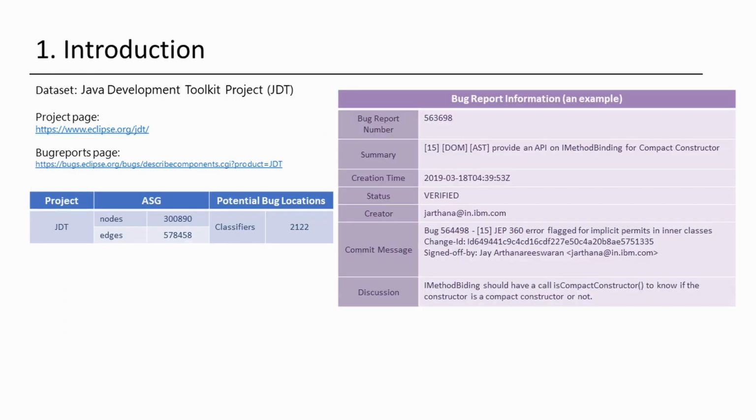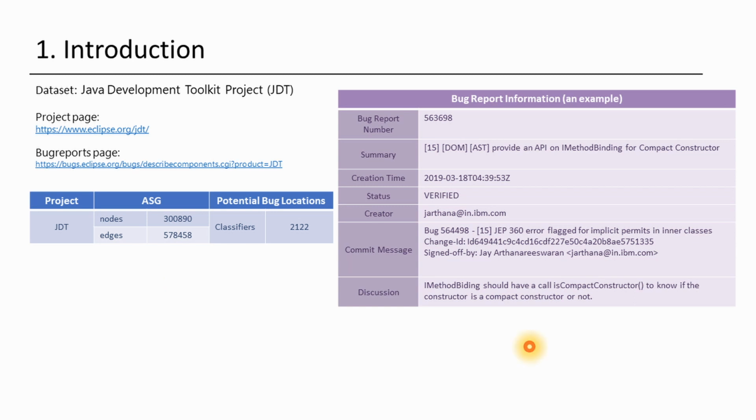We have evaluated our approach on over 5,800 actually fixed bug reports from the Java Developer Toolkit, JDT, using 90% for training and 10% of the dataset for testing our bug localization predictions. The average number of considered classifiers for the predictions is about 2,000, and the abstract syntax graph of the JDT class diagram contains about 300,000 nodes and 500,000 edges in the latest version.